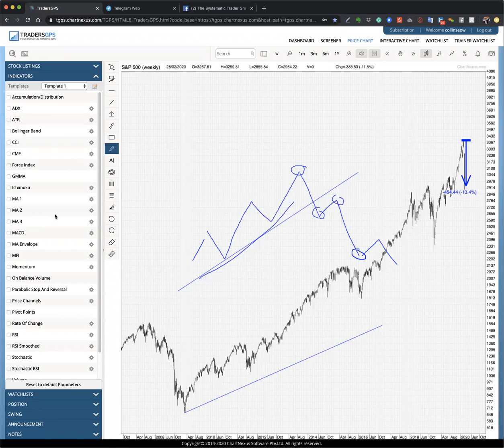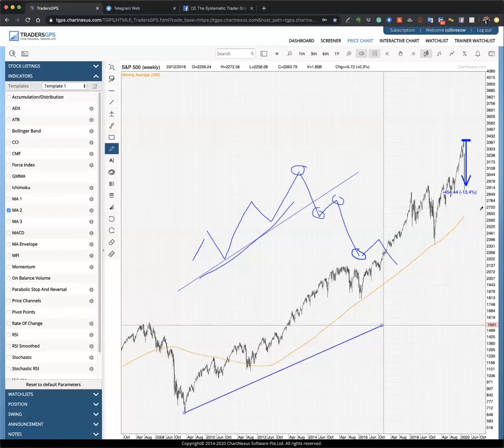Okay, let's take a look. Let's say we use the 200-week moving average, which is a bit slow. The 200 moving average is this one. Or you can actually use this idea over here. This idea is first you must have a break of trend line. So question right now, do we have a break of trend line?